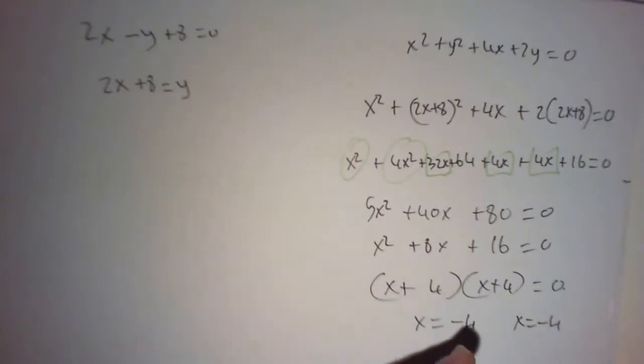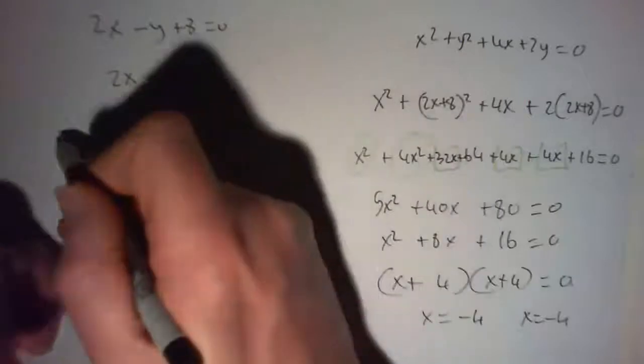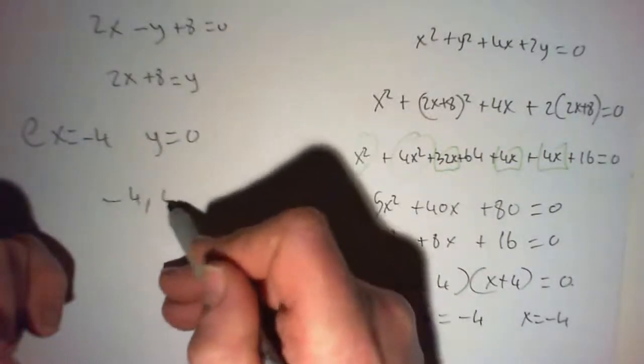So what's that telling us? Well, if x is equal to minus 4, that's minus 8 plus 8. Y is equal to 0. So minus 4 and 0 is the only point.